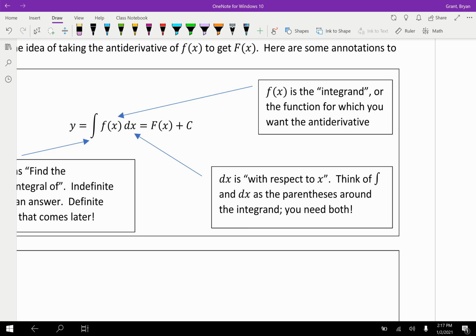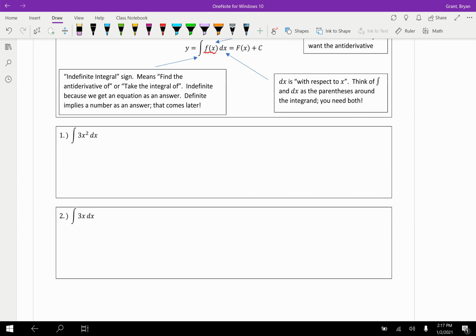And then, last but not least, f of x, which is your actual equation you're finding the antiderivative of, is known as the integrand. So we have an integral and an integrand. It's the function, of course, for which you're trying to find the antiderivative.